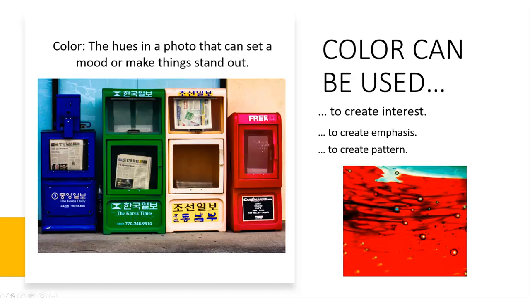The next element that we're going to talk about is color. Color are the hues in a photo that can set a mood or make things stand out. So color can be a very powerful part of photography. It can be used to create interest. If something is really bright and colorful, the eyes are automatically going to be drawn to that. It can also be used to create emphasis or to create a pattern.